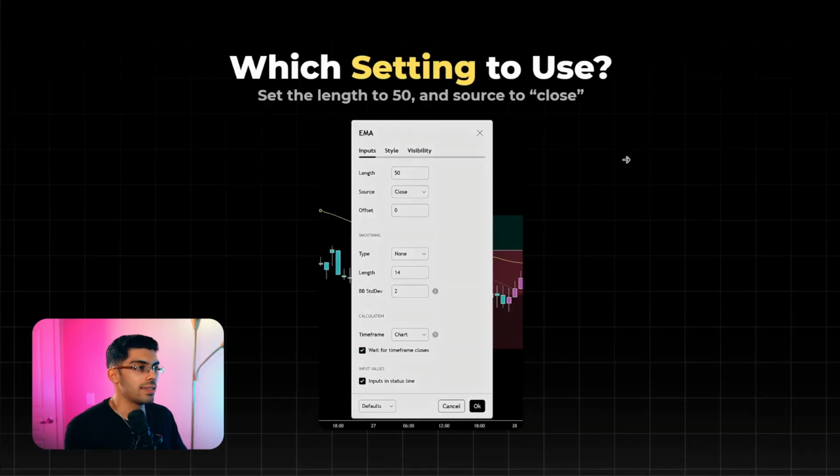I found that the best EMA to use is the 50 EMA. So just set the length to 50, and when it asks for the source, just put close, length 50. You can find this indicator on TradingView by just putting EMA. Don't choose SMA, that's simple moving average. Do the exponential moving average. So the EMA set to 50 is going to give you the same EMA that I use for all of my trades. So now that we got the setting out of the way, let's get straight into the sauce.